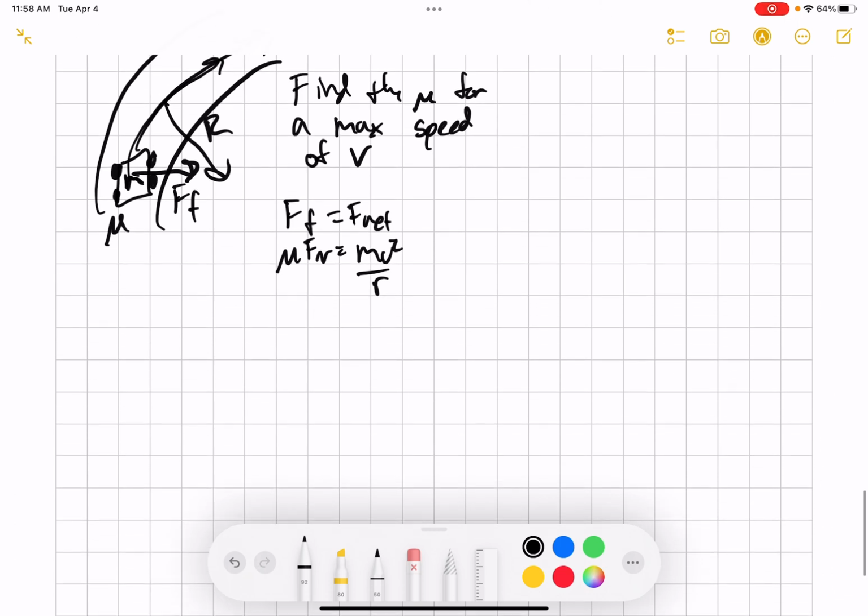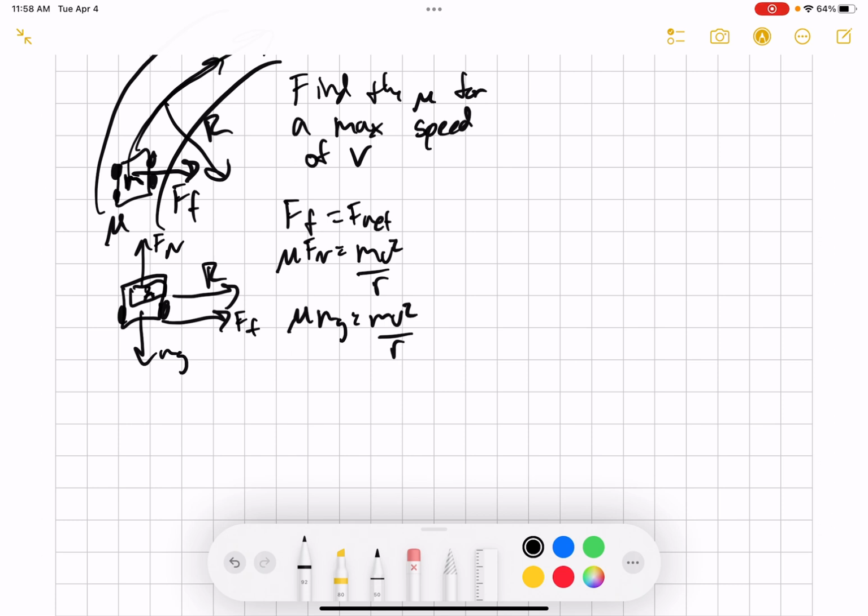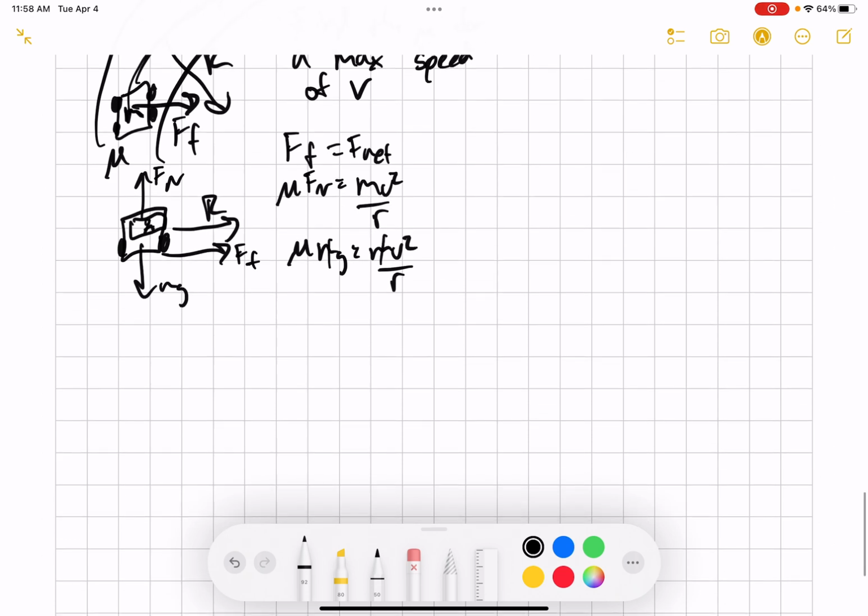Now Fn in this case, right, if I draw the view where the car is coming straight at me, so something like this, right? My radius is here, my friction is here, I have mg down and Fn up, that means Fn will equal mg. So I'll have mu mg equals mv squared over r. The m's cancel. I'm solving for mu, so I get mu equals v squared over gr.